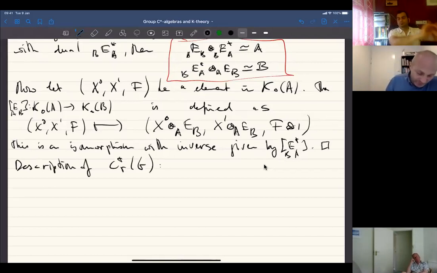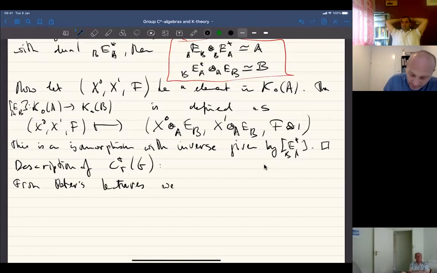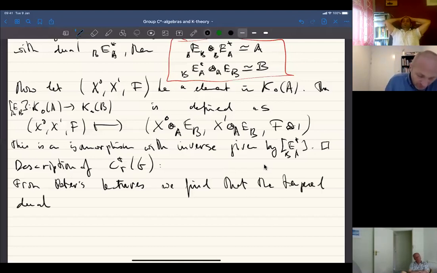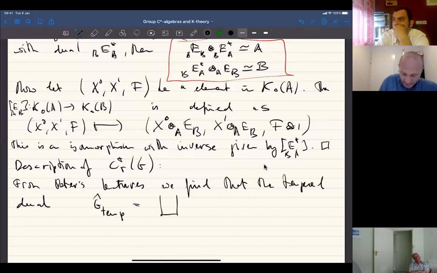Well, first, from Peter's lectures, we find that the tempered dual of G admits the following disjoint union description, which I will clarify in due course.